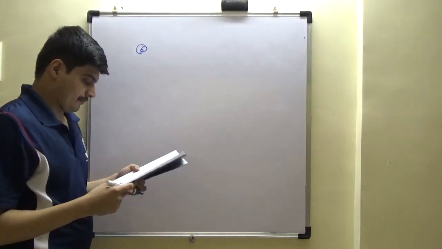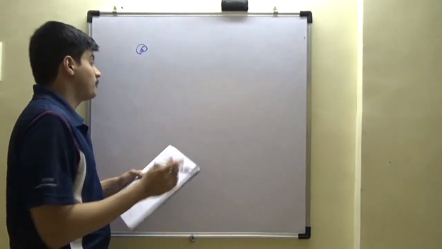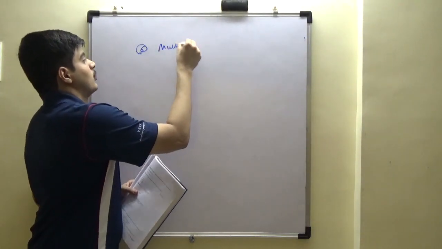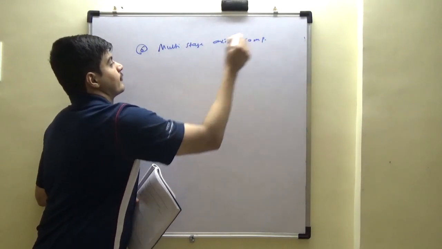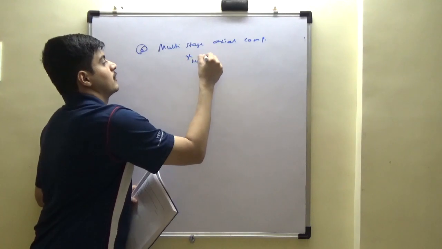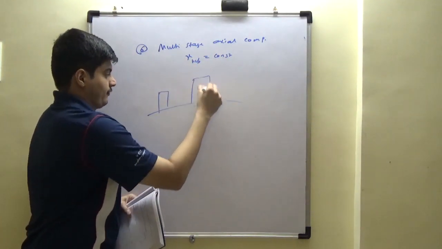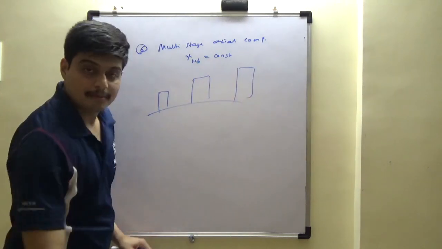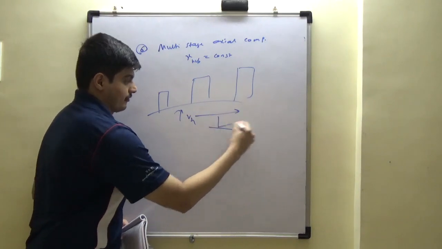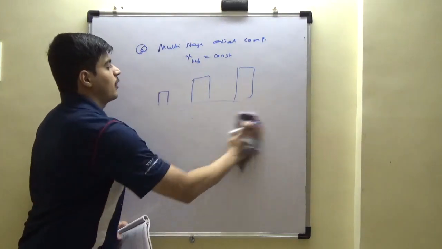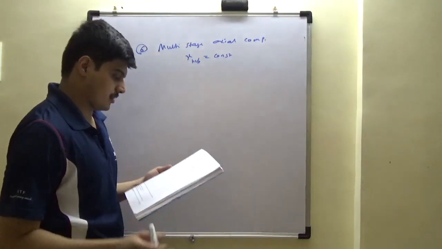Sixth question. For a multi-stage axial compressor with constant hub diameter. So, multi-stage axial compressor, R hub is constant. What does that mean? We had seen one picture here, right? I'm just exaggerating, where hub radius was increasing as you moved downstream. Now we are saying that is not the case. Hub radius is constant.